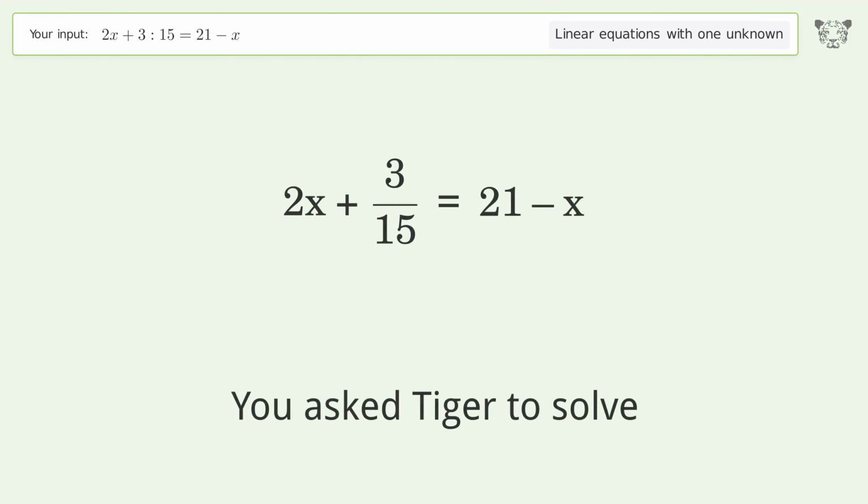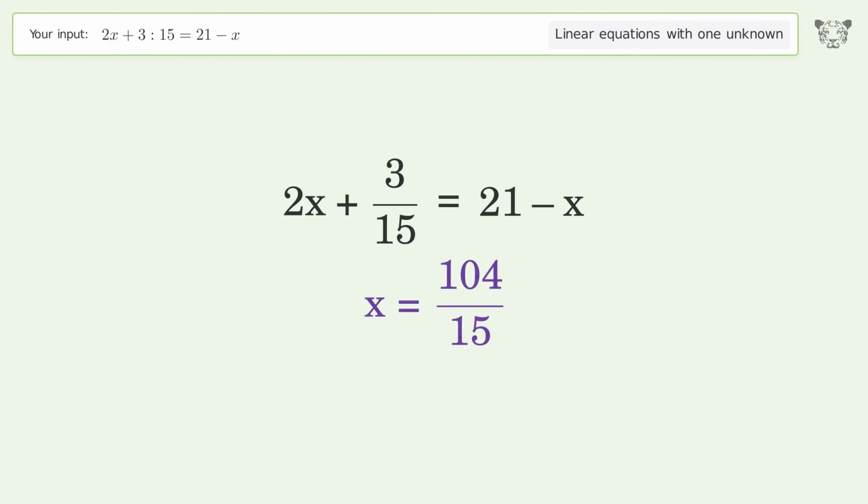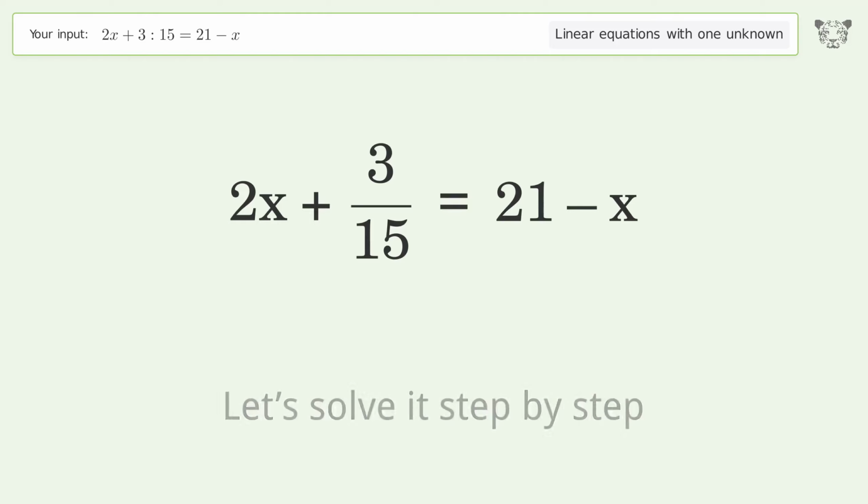You ask Tiger to solve. This deals with linear equations with one unknown. The final result is x equals 104/15. Let's solve it step by step.